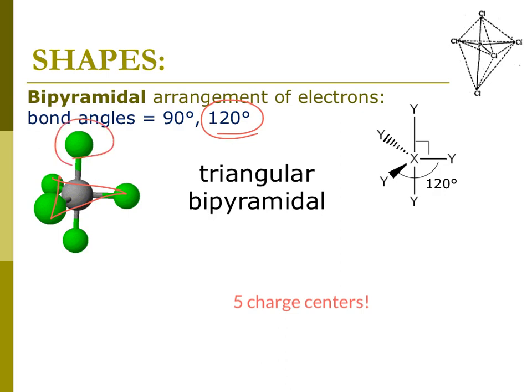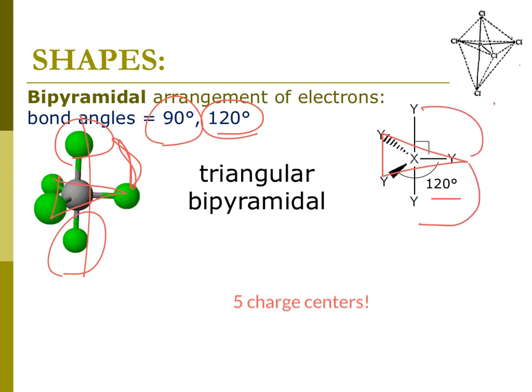And then straight up and straight down, 180 degrees from each other and 90 degrees from the nearest atom, we would have the other 2 charge centers. So across the triangle, the bond angle is 120. And then from that plane down or up, that would be 90 degrees. The basis of that shape, we call that shape bipyramidal. And as we go into some other shapes we can form with 5 charge centers, this is the shape that we'll modify.